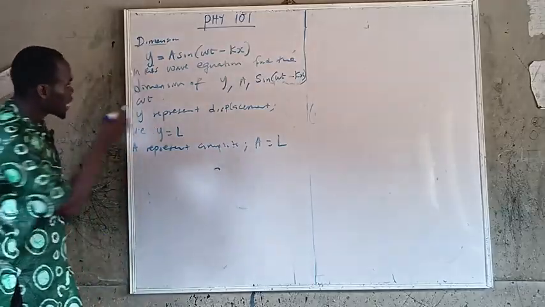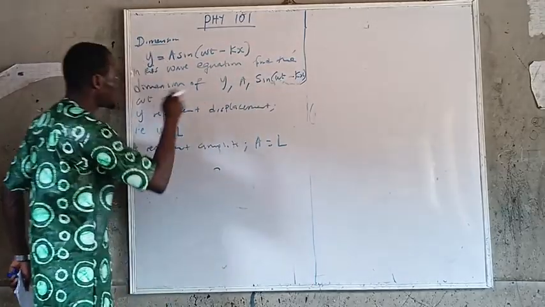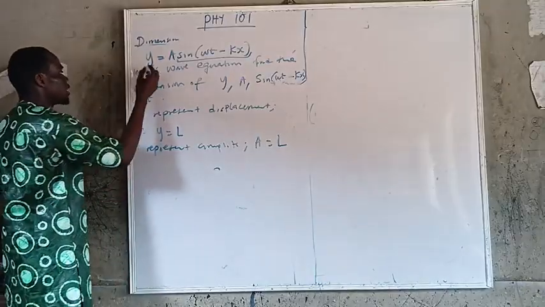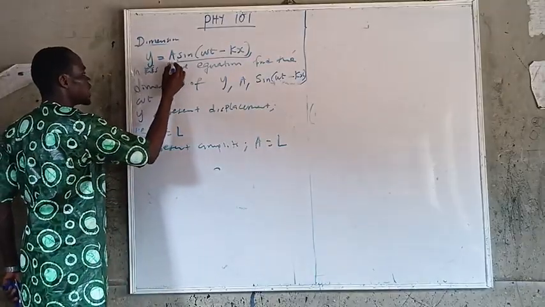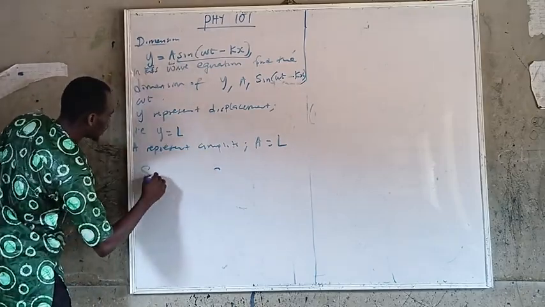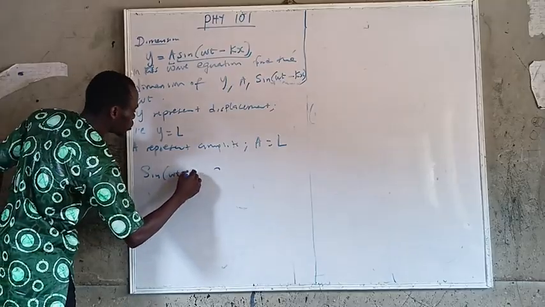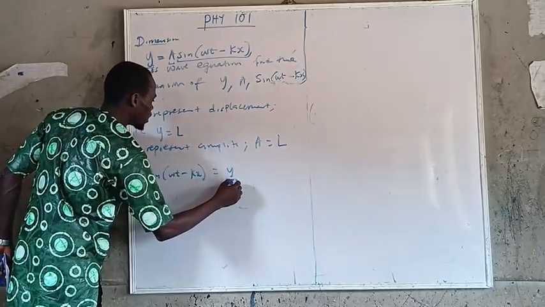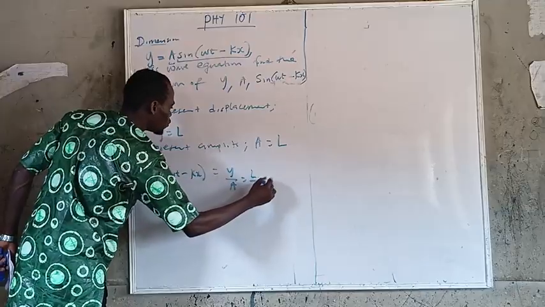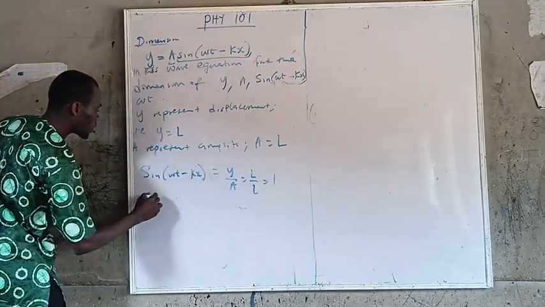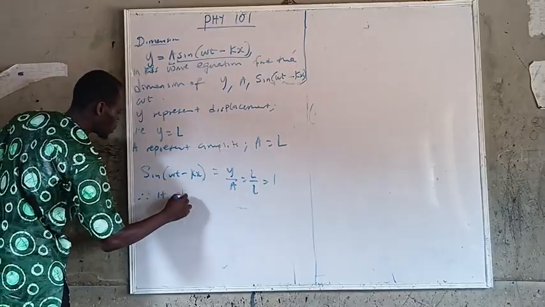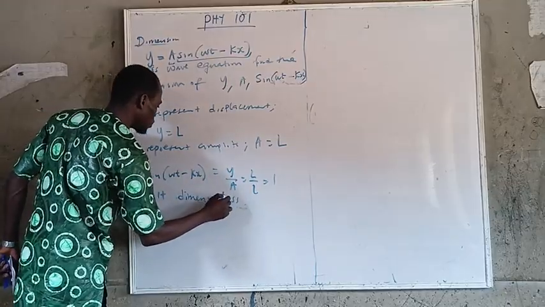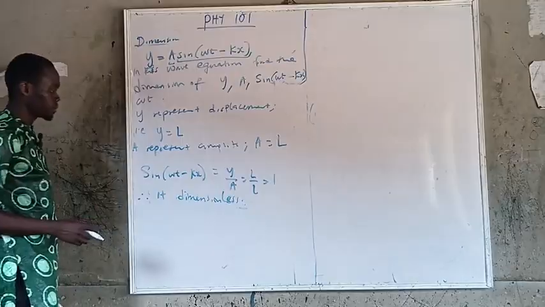Now, the dimension of sine omega t minus kx. You want to find the dimension of all this. Because the dimension of y is L and the dimension of a is L, the dimension of sine omega t minus kx is equal to y over a. Because their dimensions are equal, this is 1. Finally, we can say it is dimensionless. It has no dimension. All right.